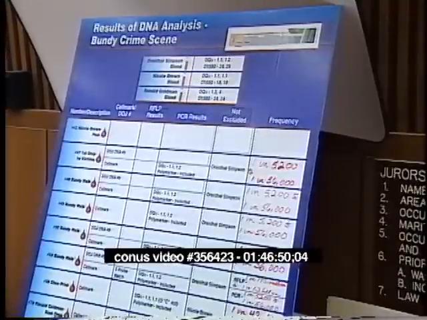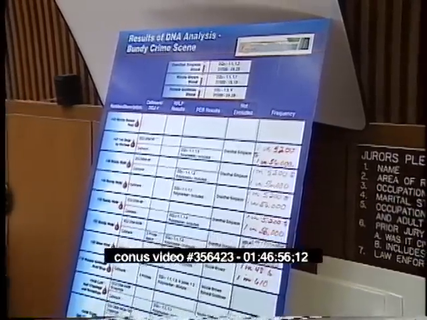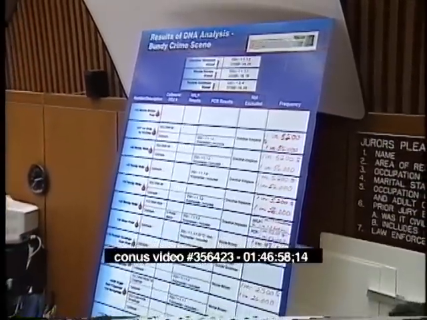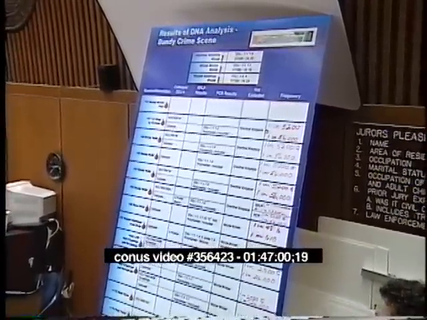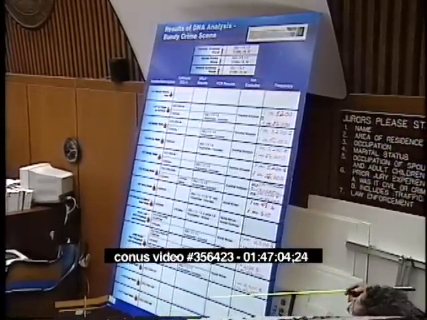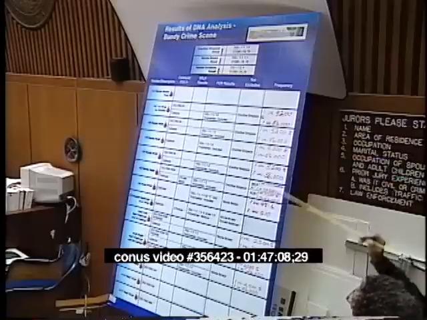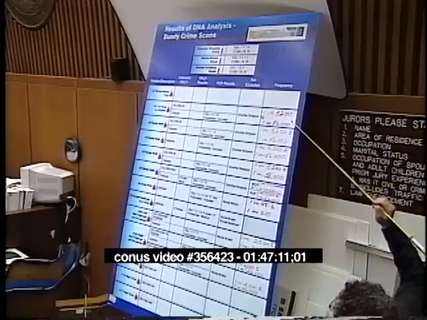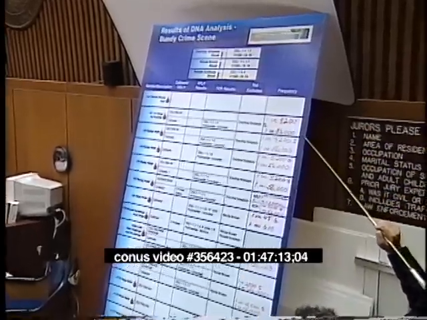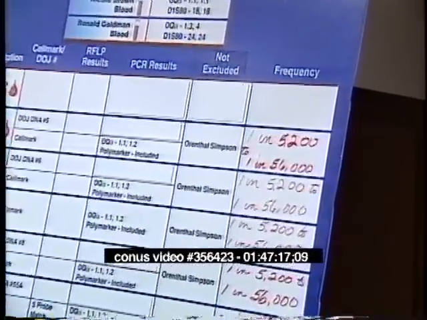But given my hypothetical, Dr. Cotton, about degradation in the original Bundy samples and then cross-contamination either through the Rockingham swatches, which were Mr. Simpson's blood, or from the vial of fresh blood belonging to Mr. Simpson, given that hypothetical, if that happened, you would still get the same kind of frequency that you got for item 47. Isn't that correct? That wouldn't change the frequencies that you get.